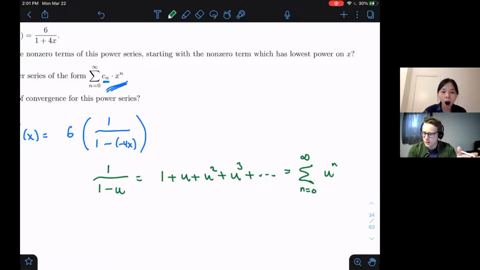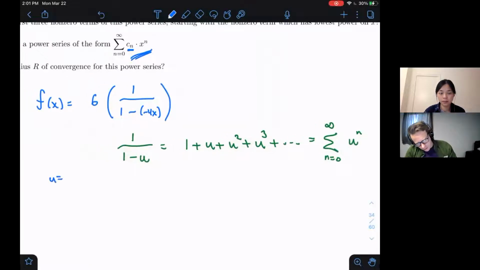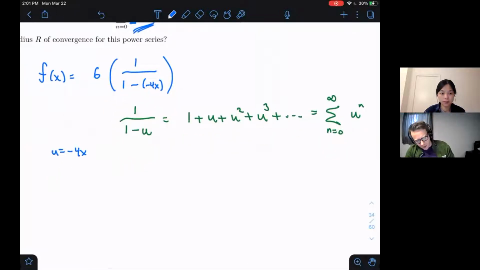You'll see that there are different parts of this problem where you would want to look at one of these more than the others. Okay, so that being said, we can now see that in order to get the power series for my function here, we should let u be equal to negative 4x. So u is equal to negative 4x. And so when we do that, we get our function, which is again the 6 divided by 1 minus, and I'm just going to combine the minus and negative here and write it as 1 plus 4x.